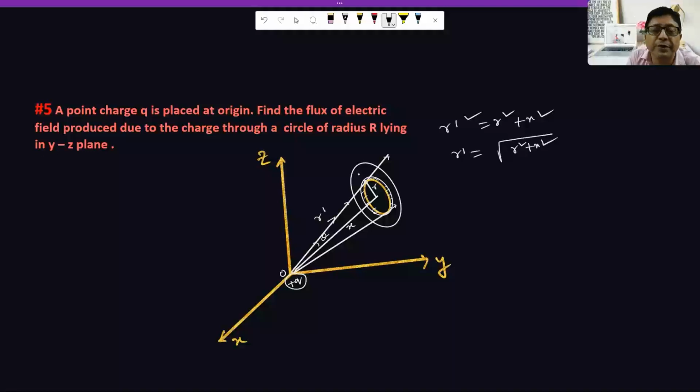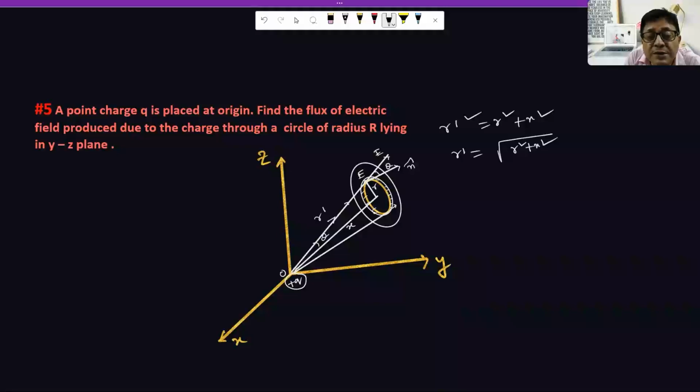d phi equal to E dot ds. What is electric field strength here? This distance is r dashed. You all can find electric field strength here. Strength be E, E directed this way. But area vector is perpendicular to the area, along this direction. N cap this way, electric field vector this way. This angle theta, this also will be equal to theta.